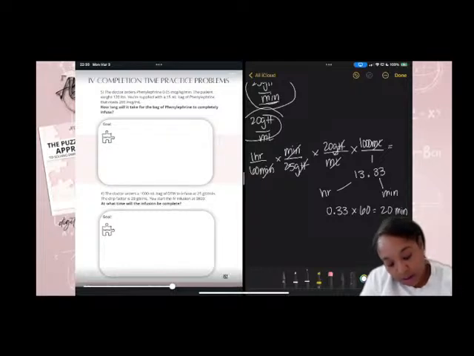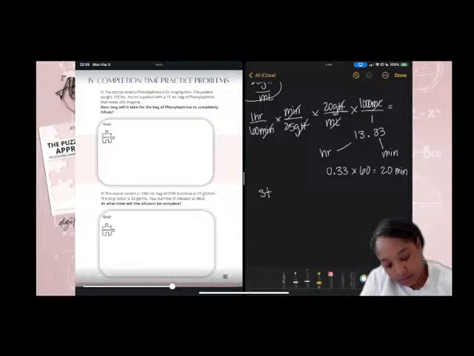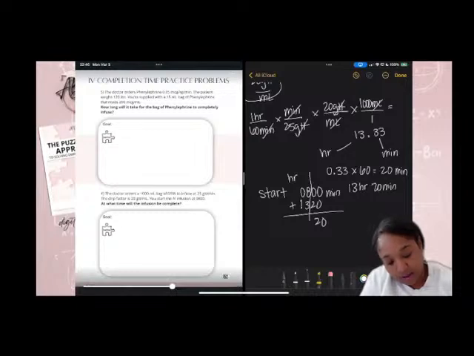So if we start at 0800 and we have 13 hours and 20 minutes, I'm going to add my 13 hours and 20 minutes. So we know that the right side is the minutes, the left side is the hours. So 20 over here, 21 over here, 21:20 is our end time.